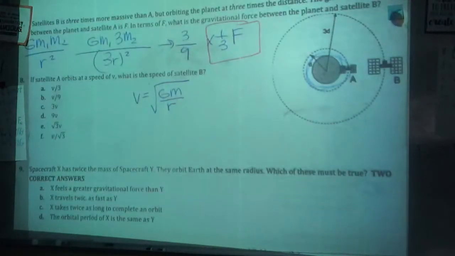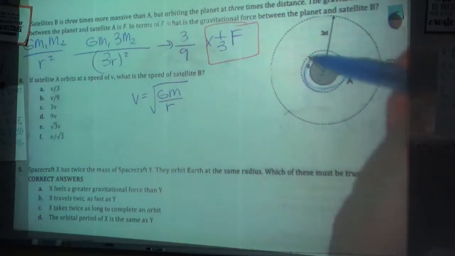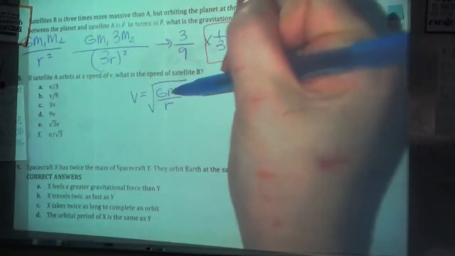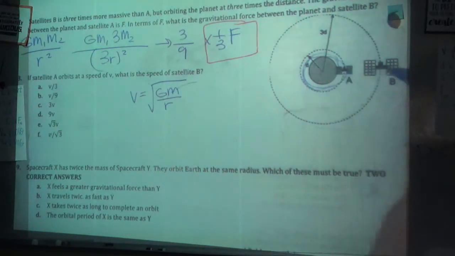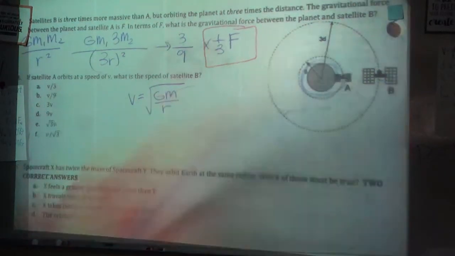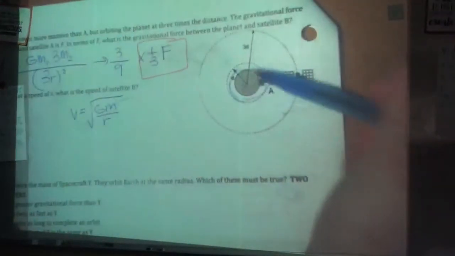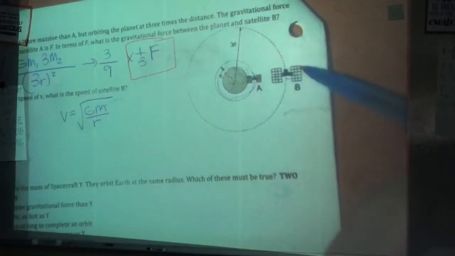Now, most people get tripped up because they put 3m right here, but this is the mass of the planet. So the planet hasn't changed masses. Yes, satellite B has 3 times the mass, but the mass of the satellite does not matter, right? That's the mass we canceled off, so we don't care about how heavy or light the satellite is. All that matters is the mass of the thing it's orbiting around and how far away it is.